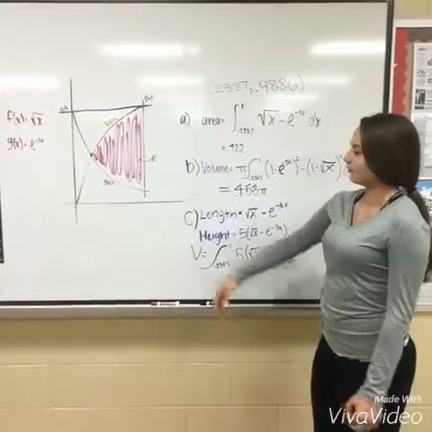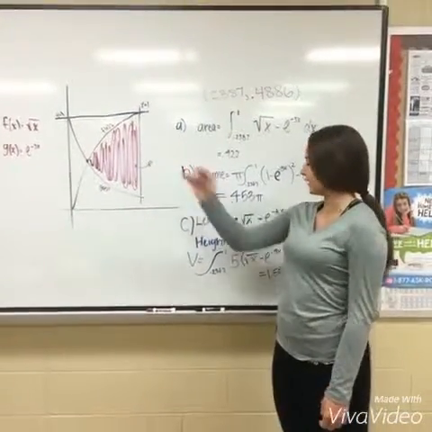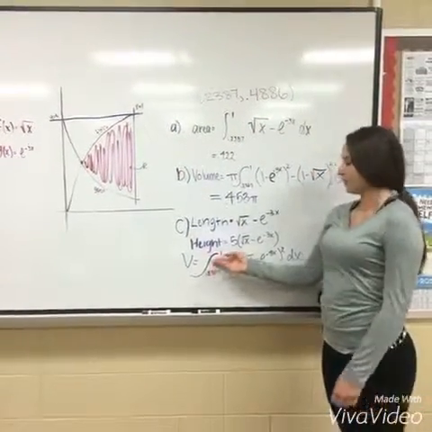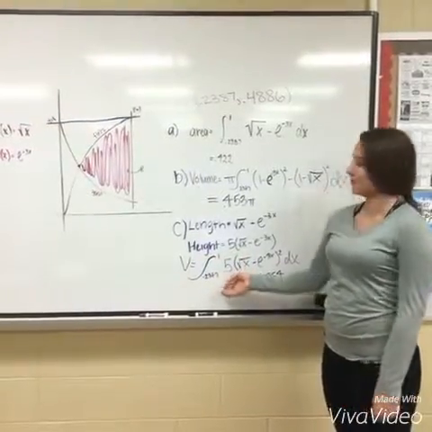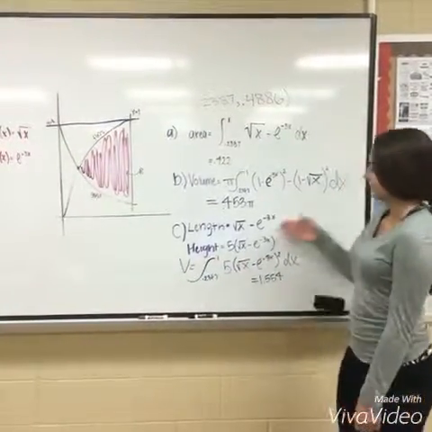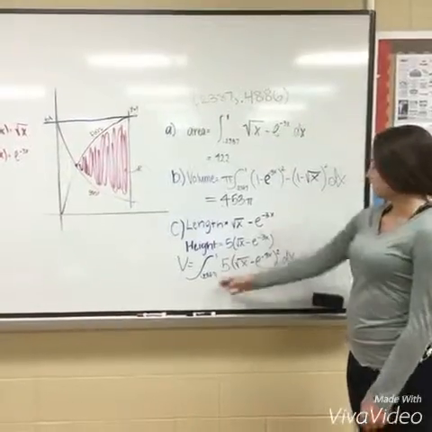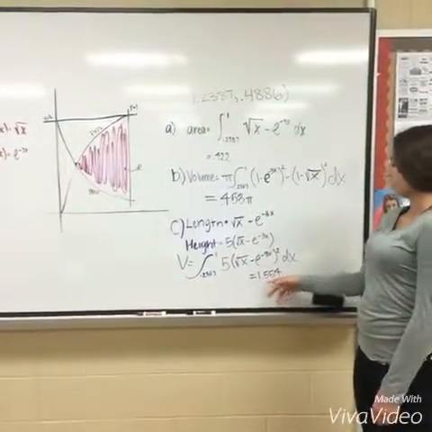To find the volume of the cross-sectional area of the rectangle, you do the left point to the right point of the area of the rectangle, which is length times height, and those are given to you right here. So when you plug it into your integral, the answer is 1.554.